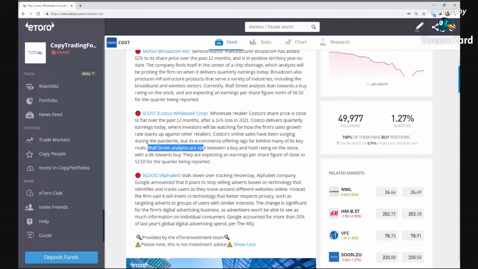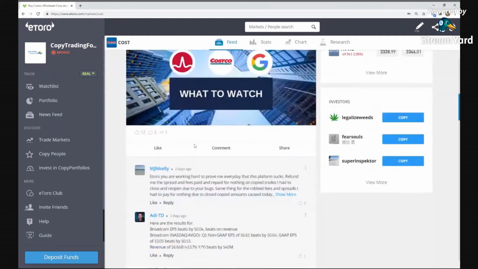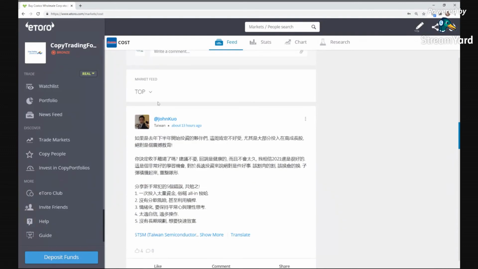Wall Street analysts are split between buy and hold rating on the stock. So it's a buy or a hold. They're expecting, but this was before the earnings report. So look at the date there. That was 2 days ago. So you need to come down here, go to the latest. So click on all, and then you get the latest news.